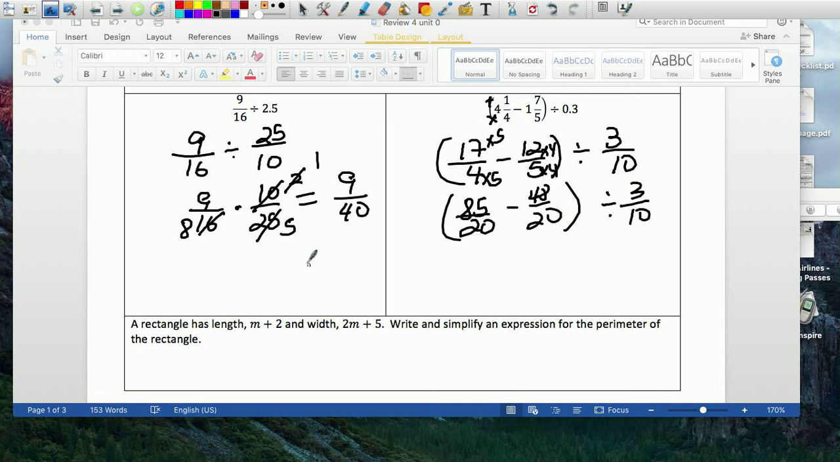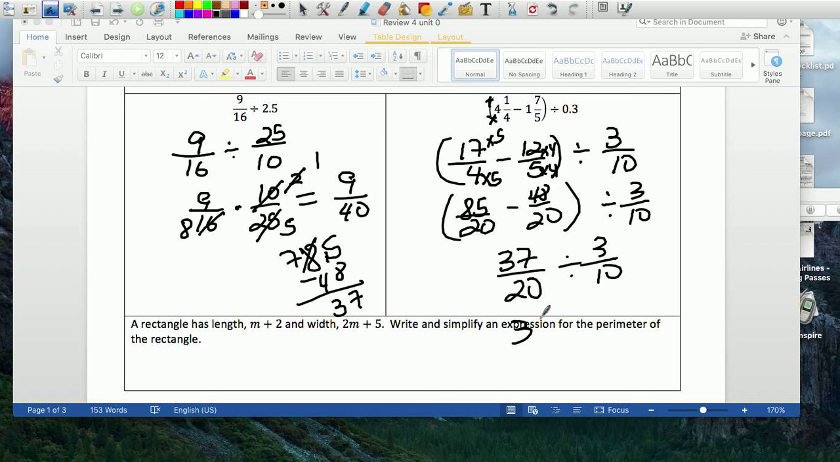So now, this one we can subtract. 85 minus 48. This is going to be a little boring. 15 minus 8 is 7. 7 minus 4 is 3. So this is going to be 37 over 20. Now we can divide. We can divide by 3/10, right? Divided by 3 over 10.